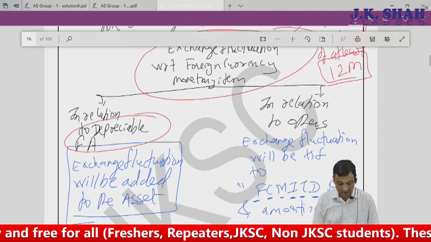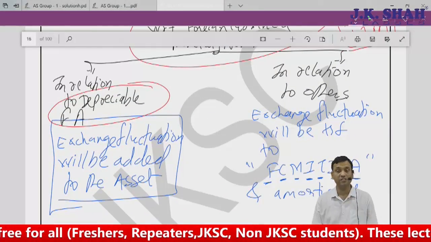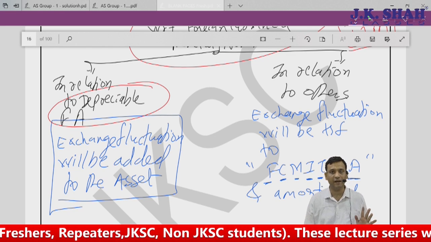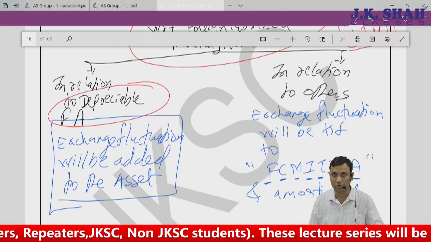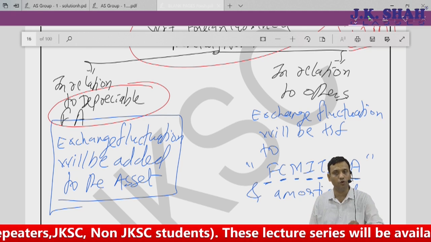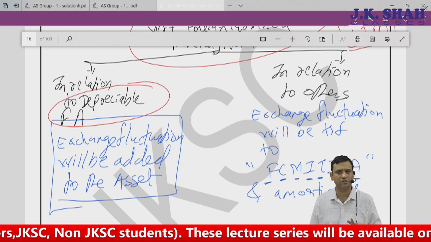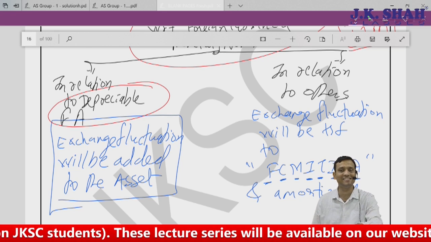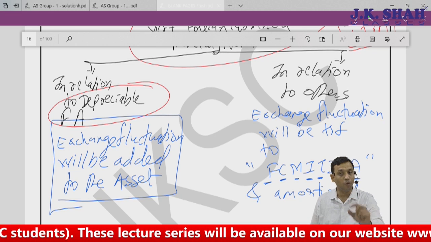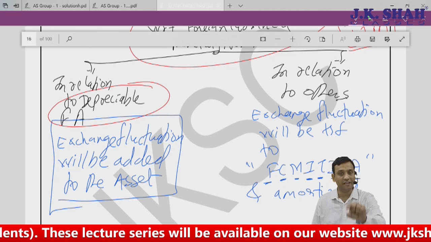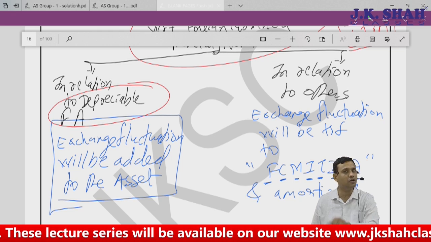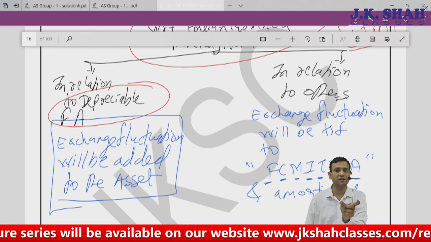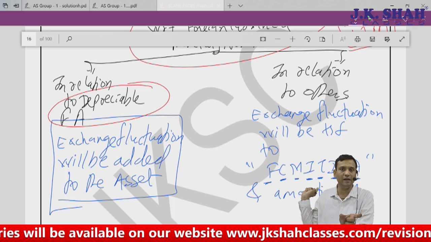asset. Then the borrowings which are in foreign currency have to be restated at the closing rate. So obviously there will be exchange fluctuation. Say you took a $10,000 loan for 5 years. When you took the loan, the rate was 50. After 1 year, it is 60. So now this loan is a monetary item. 10 rupees is the exchange fluctuation. And of course, it is a long-term monetary item. So what should be done of this 10 rupees? The first option is debited to P&L account.